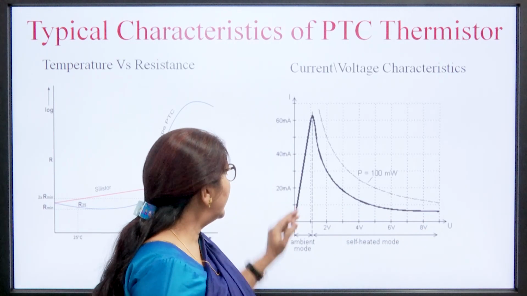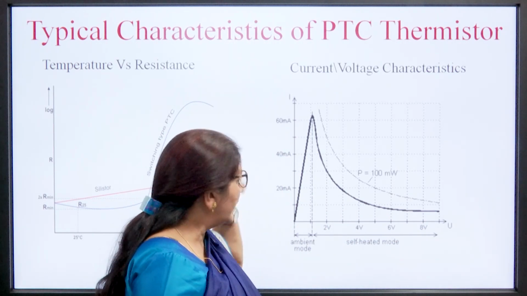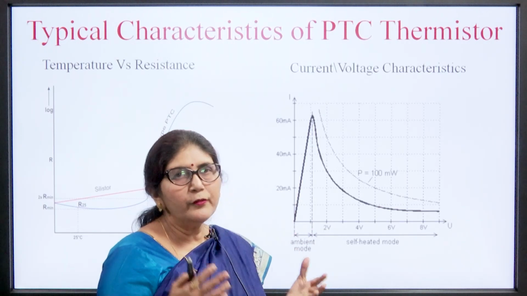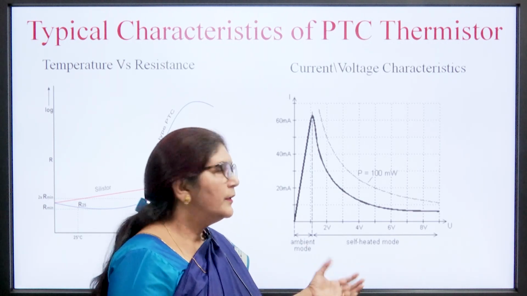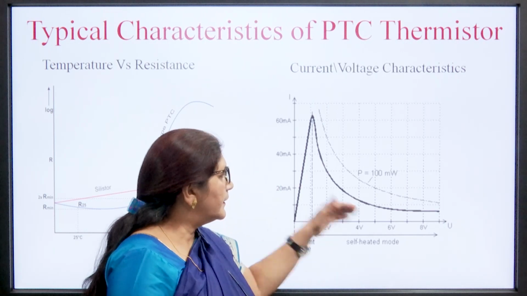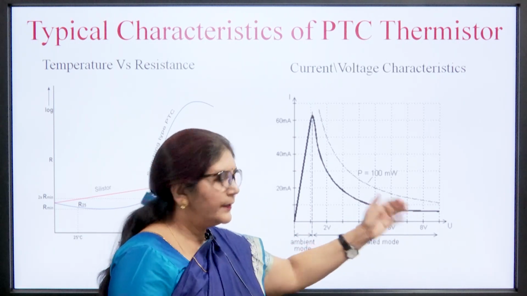So, this curve shows that before the ambient temperature the current increases, but after the ambient temperature, since resistance increases, the thermistor goes into self-heating mode. It is self-heated, and when the thermistor is self-heated, its resistance increases, and that is why the current decreases.